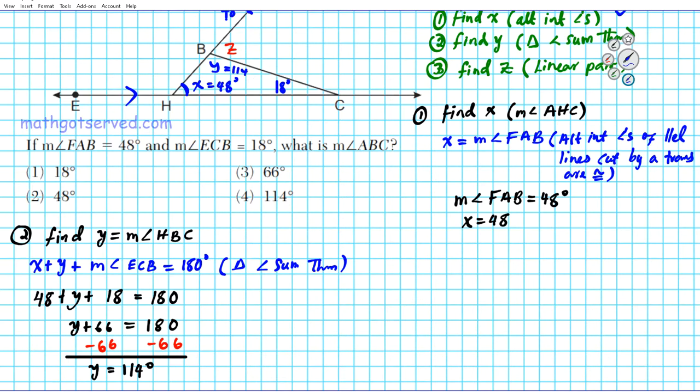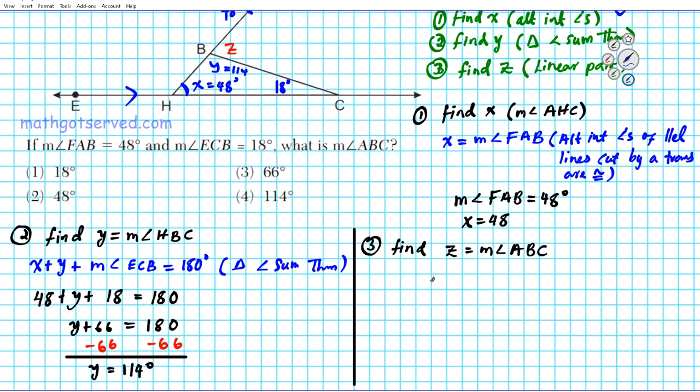Now the last part is to find z. Z is the measure of angle ABC. So for part 3, we're going to find z. Z is the same thing as the measure of angle ABC, what we're asked to find. Okay? So what's the relationship between Y and Z? They form a linear pair, right? So we looked at the relationship between a linear pair of angles earlier on the website, mathgotserved.com. So we're going to restate it again.